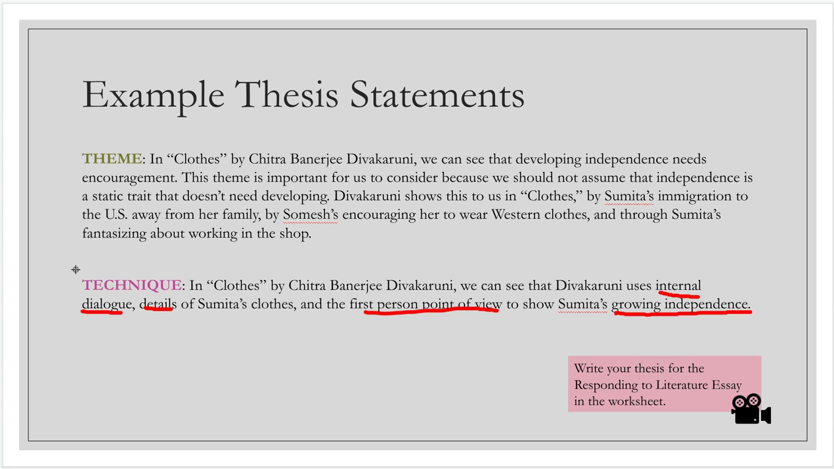So right now what I want you to do is go into the worksheet and write your own working thesis statement for the responding to literature essay based off of the story that you chose for your glossary and development exercise.